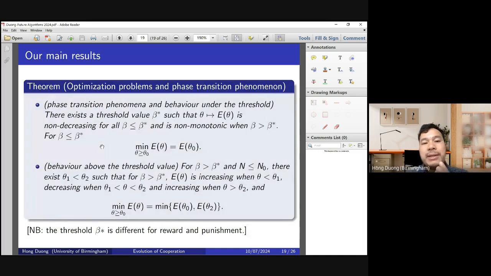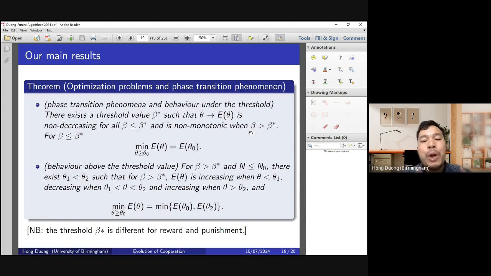Next we will show you how we study these constrained optimization problems. I mention here two main theorems. The first one, which is very interesting, shows that there is a phase transition phenomenon. There exists a threshold value beta star. As you remember, beta is the intensity of selection. The function E of theta is always non-decreasing for all beta less than beta star, and non-monotonic when beta is bigger than beta star.